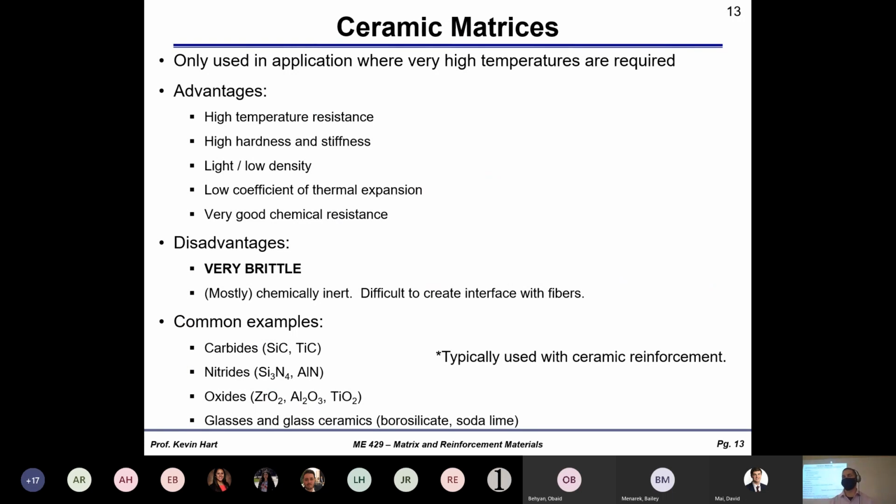So if you compare chemical resistance of like epoxy to glass, which glass is a ceramic, the ceramic is going to blow it out of the water. All right, blew it out of the water.